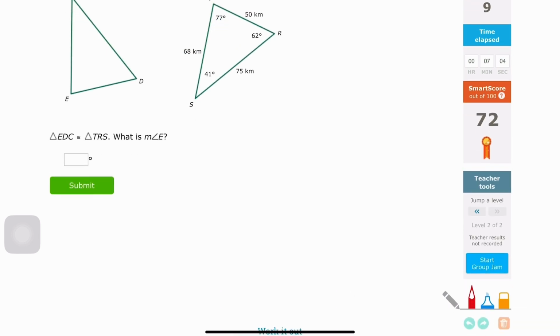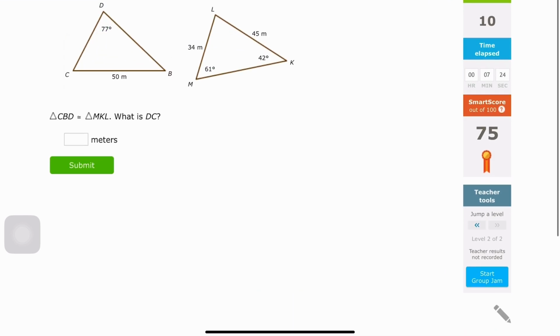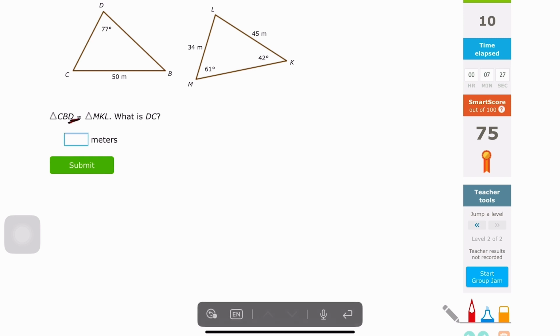Now we have our next example. We are looking for E, and E is congruent to T. What's the measurement of T? The measurement of T is 77. That makes the measurement of E 77 because they are congruent and we have our congruency statement. Now we are looking for DC. So DC means these two, third and first letter, it should be congruent to L and M. So LM is this side and the measurement of that is 34.